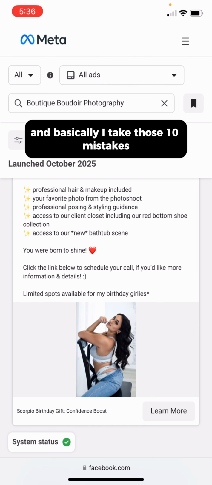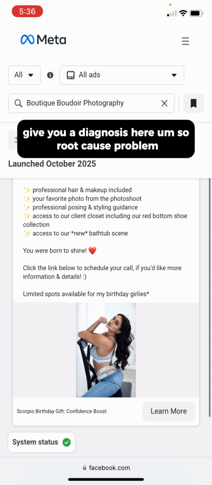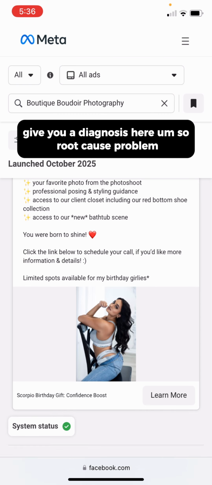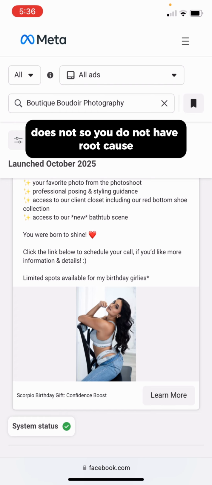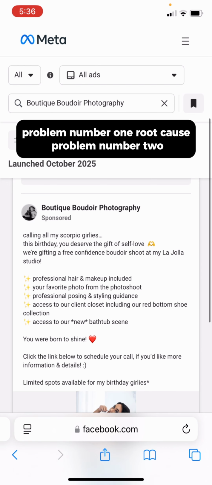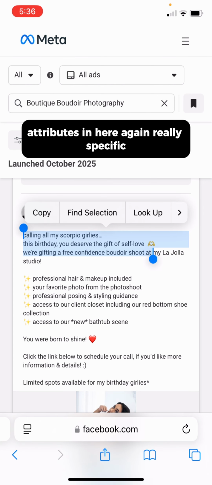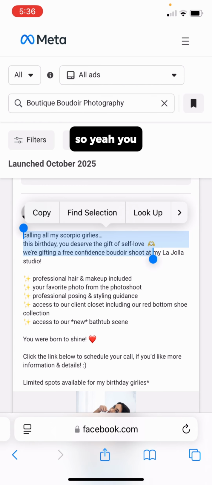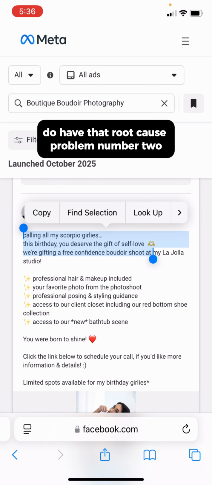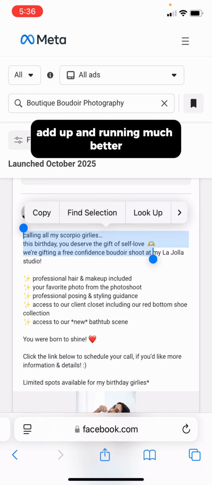And basically I take those 10 mistakes and I smush them down into 5 root cause problems. So we'll go through them now and we'll give you a diagnosis here. So root cause problem 1, does it look like an ad, yes or no? Yours does not, so you do not have root cause problem number 1. Root cause problem number 2, an official See More headline with 4 specific attributes, getting really specific, that are actually tested in the marketplace with your women in your city. So yeah, you do have that root cause problem number 2. So that needs to be fixed if you want to get this ad up and running much better.